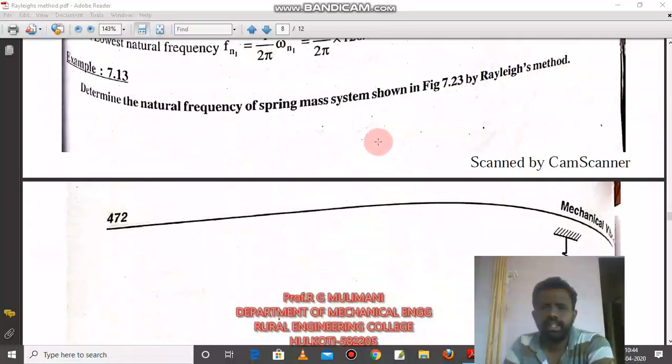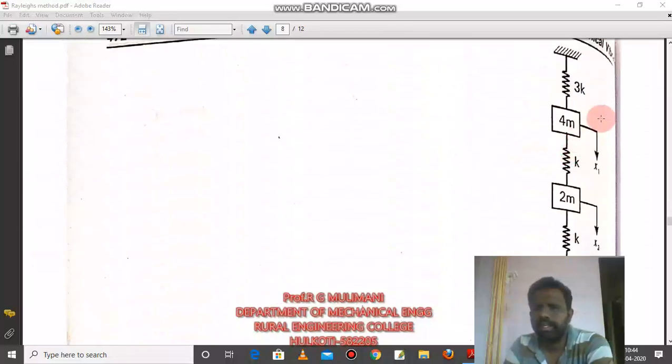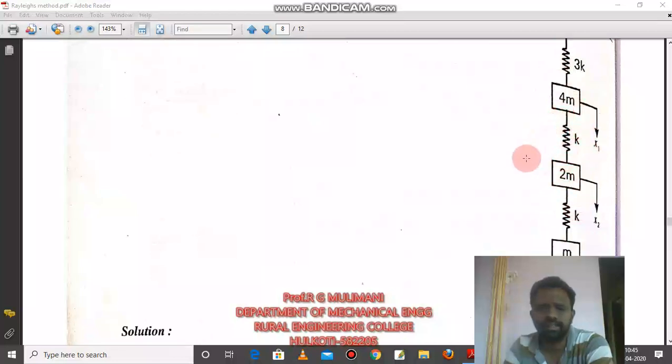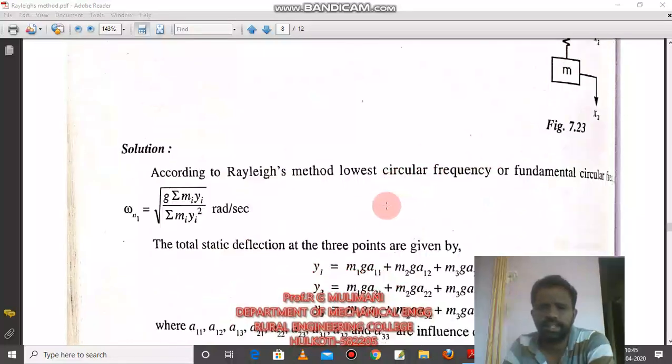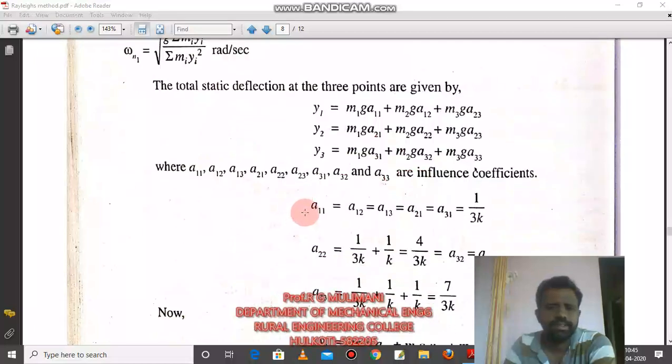We'll consider one more problem here. It is also a 3 degree of freedom system. I already posted how to find the influence coefficients for this mass spring system. You refer to that video and find the influence coefficients, and then using this equation find the natural frequency of the system.